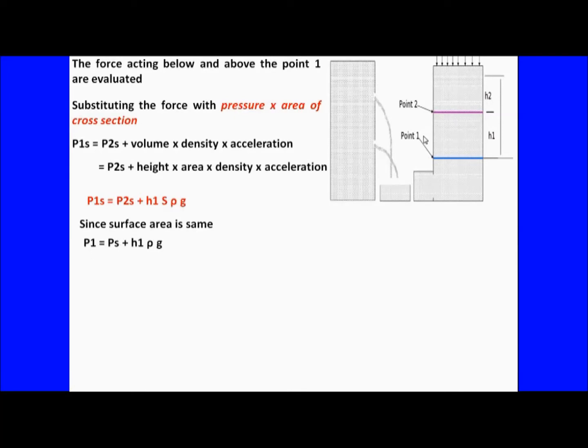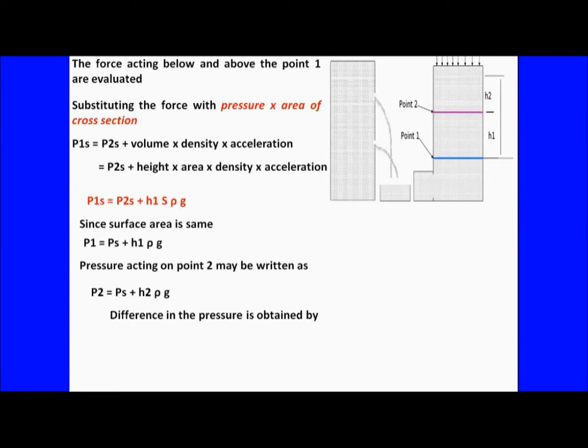Surface area is the same, so we consider P1 equal to Ps, that is the overall pressure, plus H1, this height, into the density into the acceleration. Similarly, the pressure acting on point 2 can be written as P2 equal to the partial pressure into height 2, H2, this is the height, right, and into the density into the acceleration.